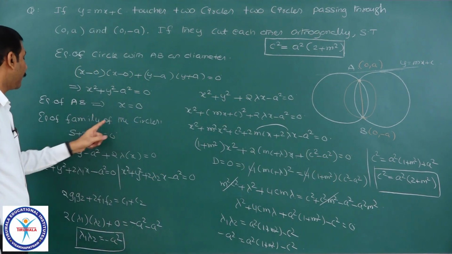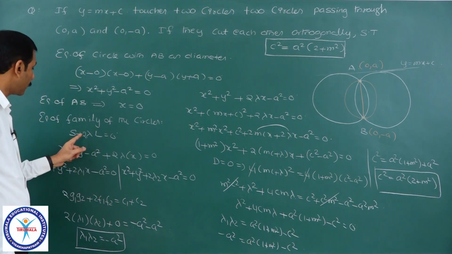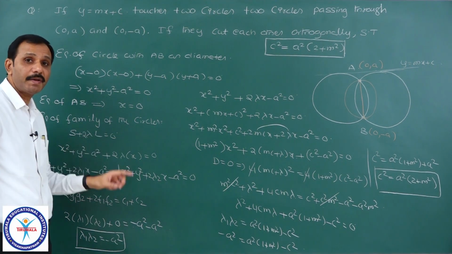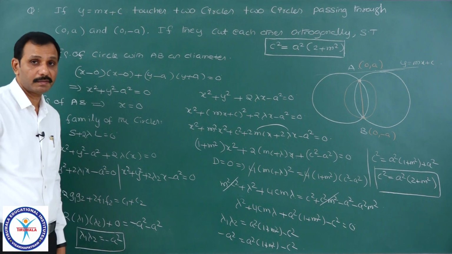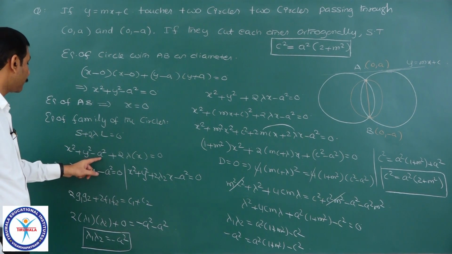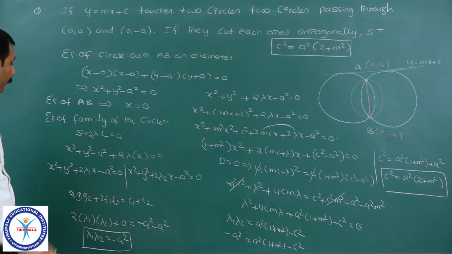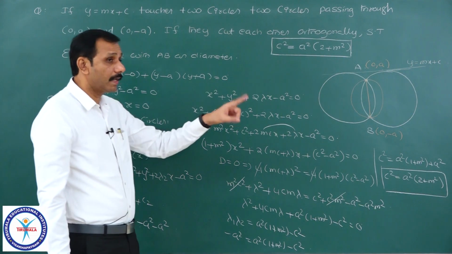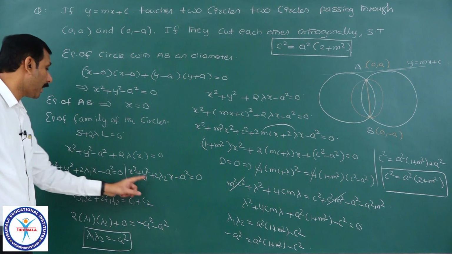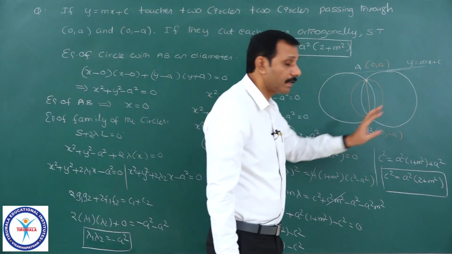And the family can be written as S plus lambda L equal to 0, meaning S plus 2 lambda L equal to 0. Of course, I have taken 2 lambda to avoid denominators when you take the center. Therefore, the equation of the circle is x square plus y square minus a square plus 2 lambda x equal to 0. But here 2 circles are there for 2 values of lambda. Let me take them as lambda 1, lambda 2. Yes, now these are the 2 circles.